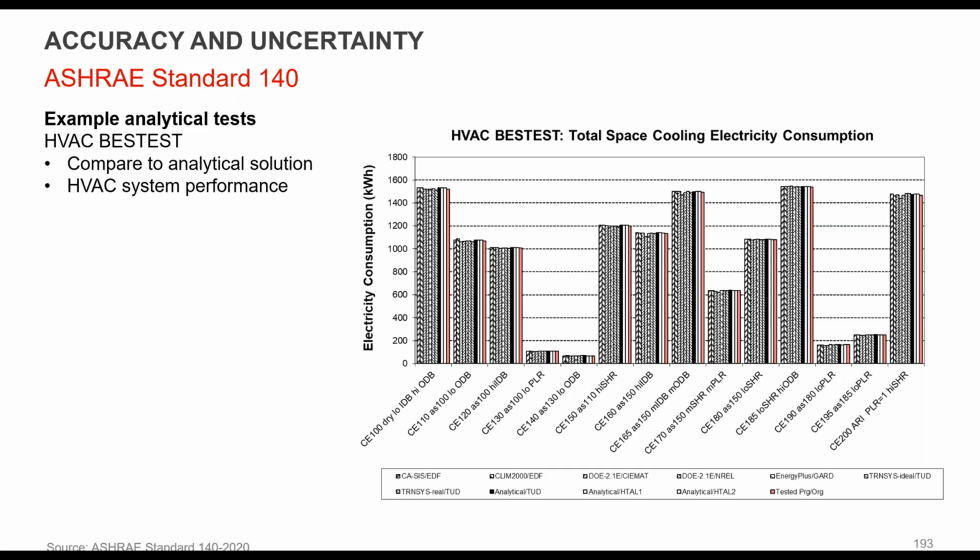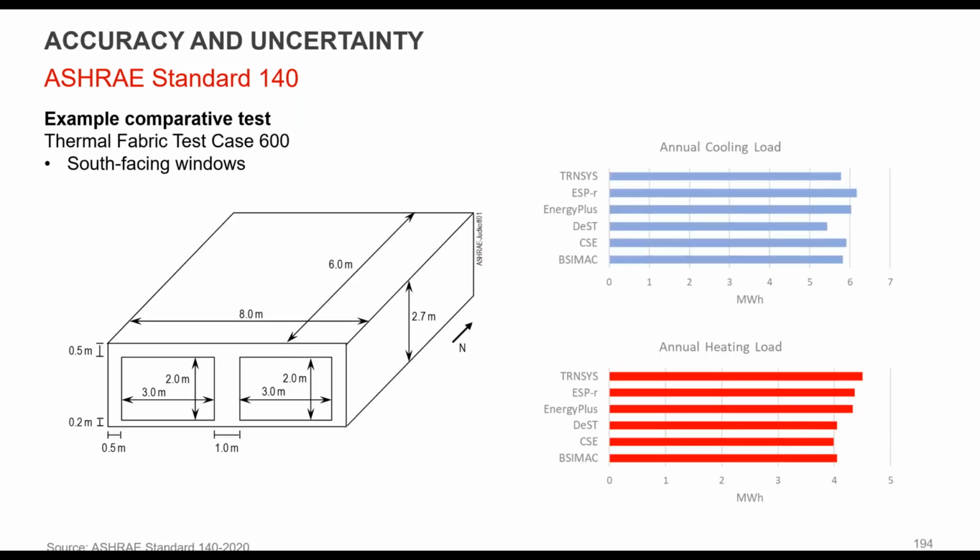Every tool that works with Standard 140 in this way and does the comparative has found bugs. And I mean, tools that have been out there 30 years have been fixing bugs that they wouldn't have found another way. So this is an example of one of them. It's a thermal fabric test case. It's a pretty simple box that's 8 by 6 meters and 2.7 meters high with 2 windows in there. And you see the annual cooling loads across the various cases there, and you see some are quite close, others are not, and the variation for that.